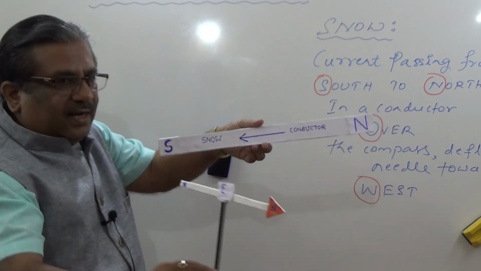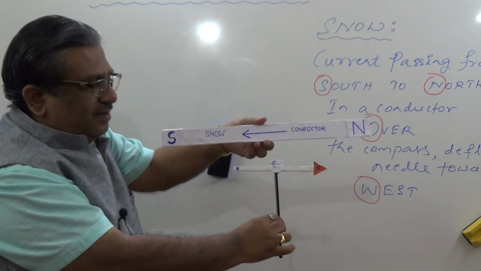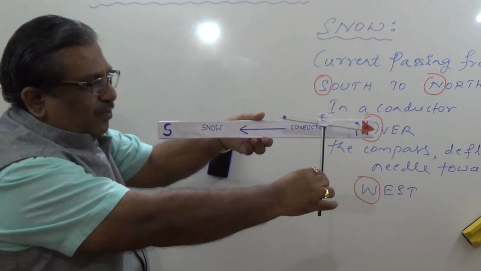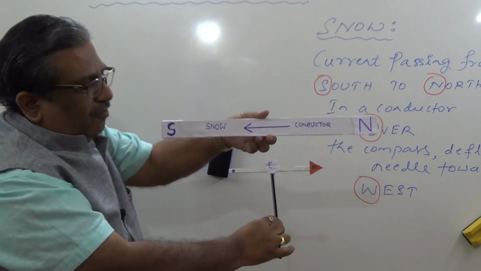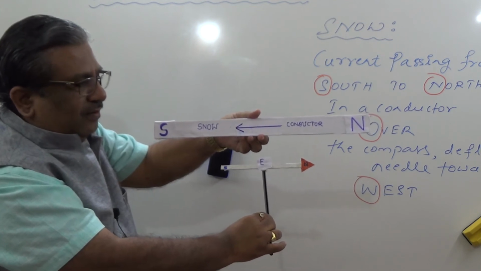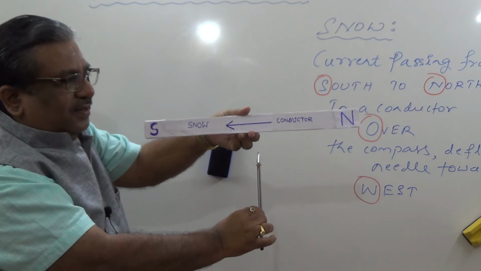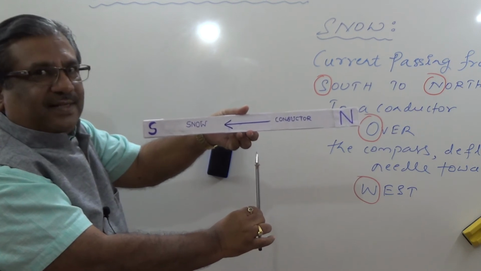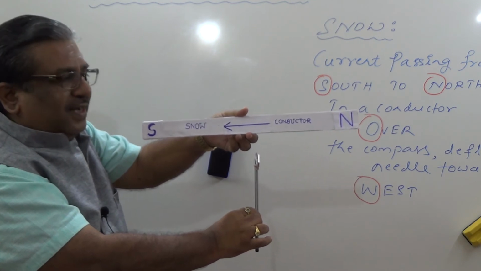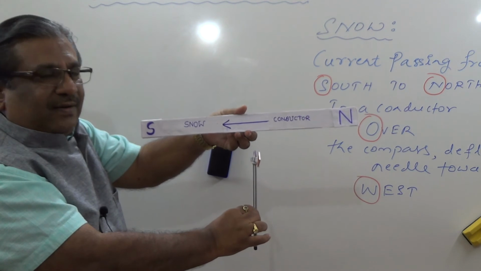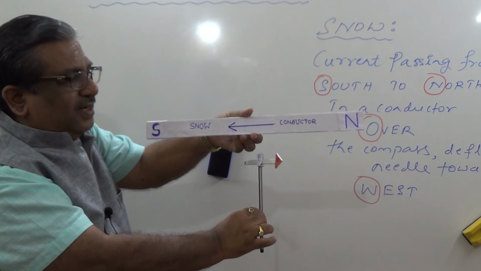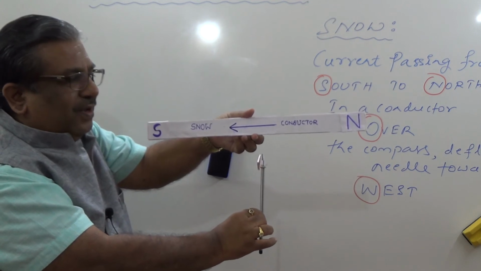In this case, this is a magnetic needle here, and I am holding the conductor like this. Current is moving from north to south, the direction of which is indicated on the conductor. Switch on. This is how the needle deflects. Now the needle has deflected towards you. Isn't it? Because earlier the needle was deflecting towards that. Now the needle is deflecting towards you. You got it? Towards you.